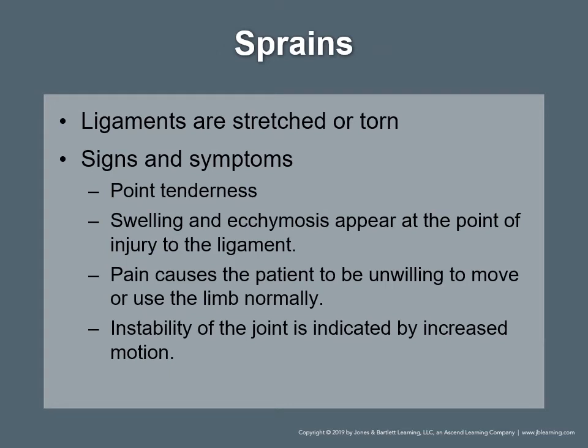Sprains are injuries in which ligaments are stretched or torn, usually resulting from a sudden movement of a joint beyond its normal range of motion. Signs and symptoms: point tenderness can be elicited over the injured ligaments. Swelling and ecchymosis appear at the point of injury to the ligament resulting from torn blood vessels. Pain causes the patient to be unwilling to move or use the limb normally. Instability of the joint is indicated by increased motion, and sprains rarely involve deformity.